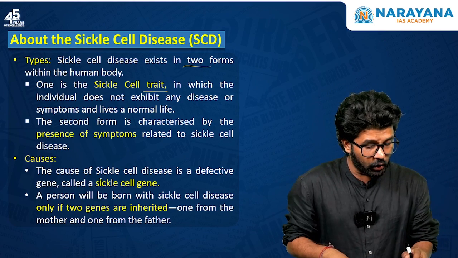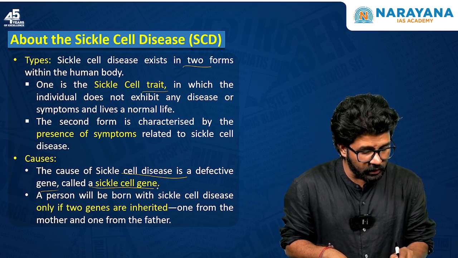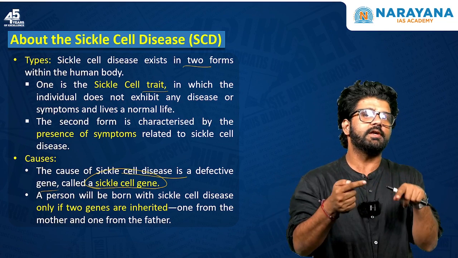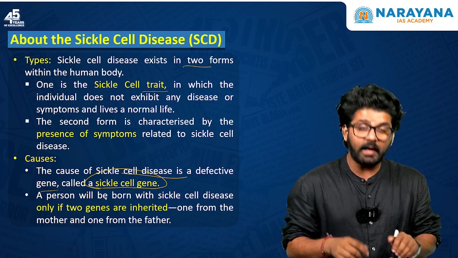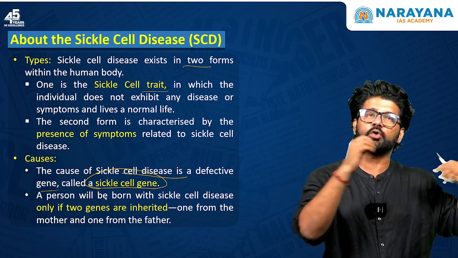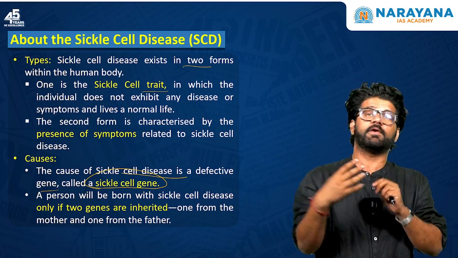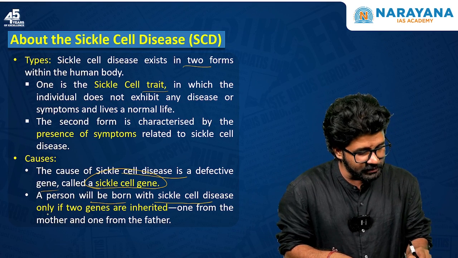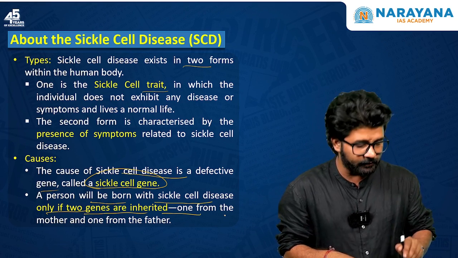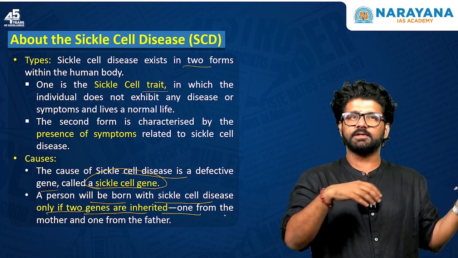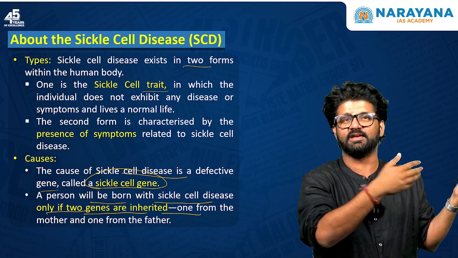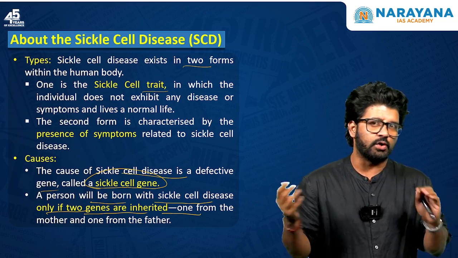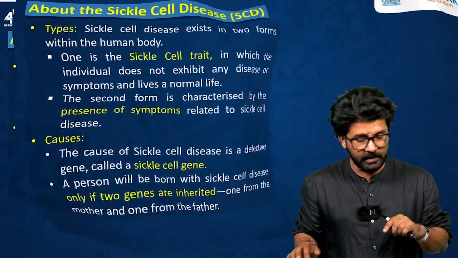Now, the cause. The cause of sickle cell disease is a defective gene called the sickle cell gene. So it's a genetic disorder. We are continuously talking about it. What we have discussed is, if my father and my mother both have this particular gene, there's a very high probability that I will catch it. A person will be born with sickle cell disease only if two genes are inherited, one from the mother and one from the father. So let's say my mother has that particular sickle cell gene, my father does not, then there is very less probability that I'll have sickle cell.